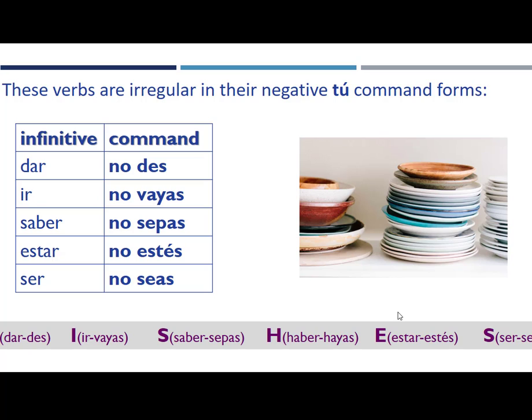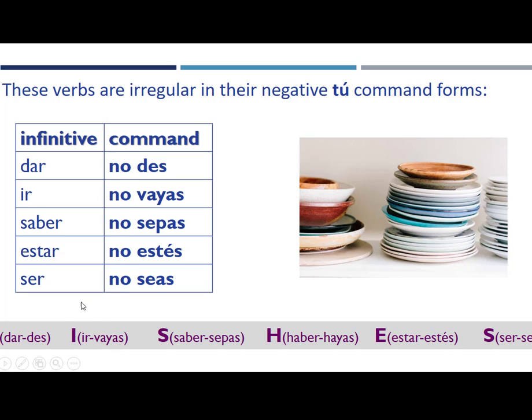Now, the negative commands, the negative forms, there are 5 verbs that also are irregular. They're always irregularities with Spanish. So how do we remember that dar, the verb to give, the verb to go, the verb to know, the verb to be for location and other things, and then ser, the verb ser, to be, they are irregular when you're using them with a no in the negative form.